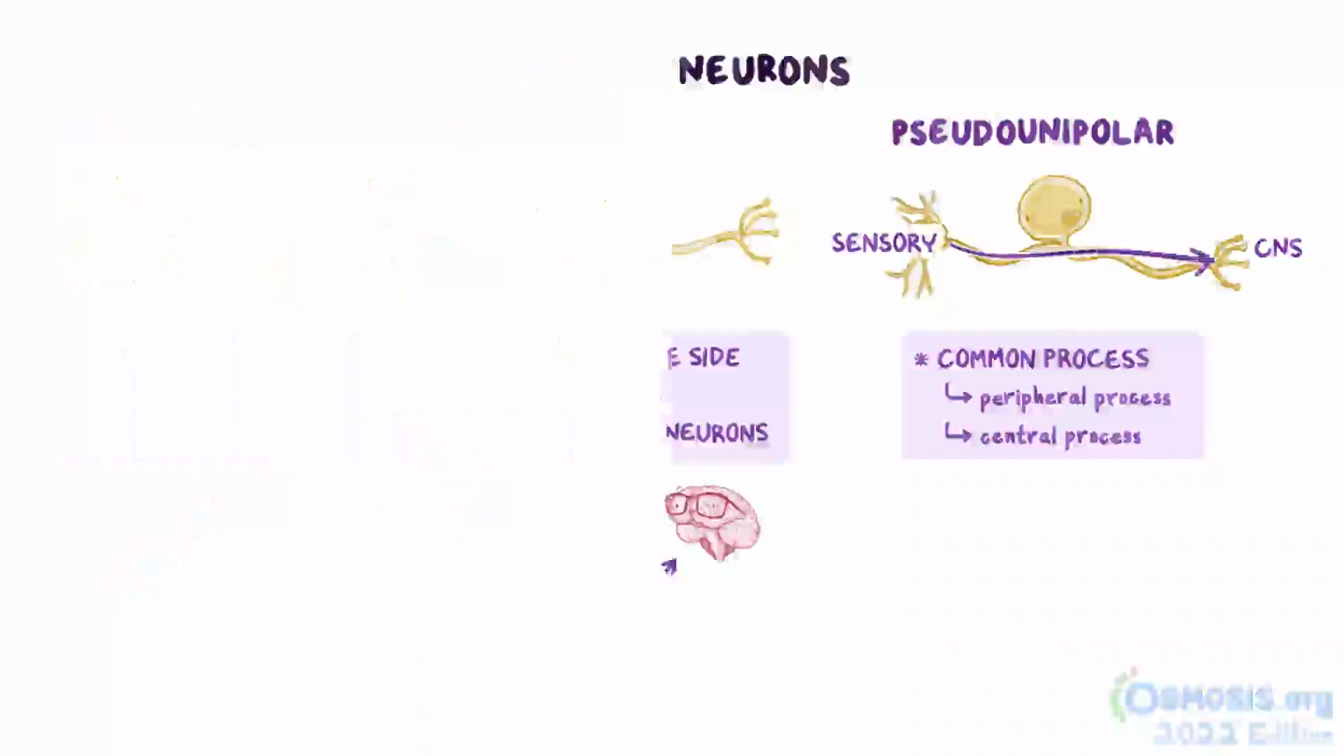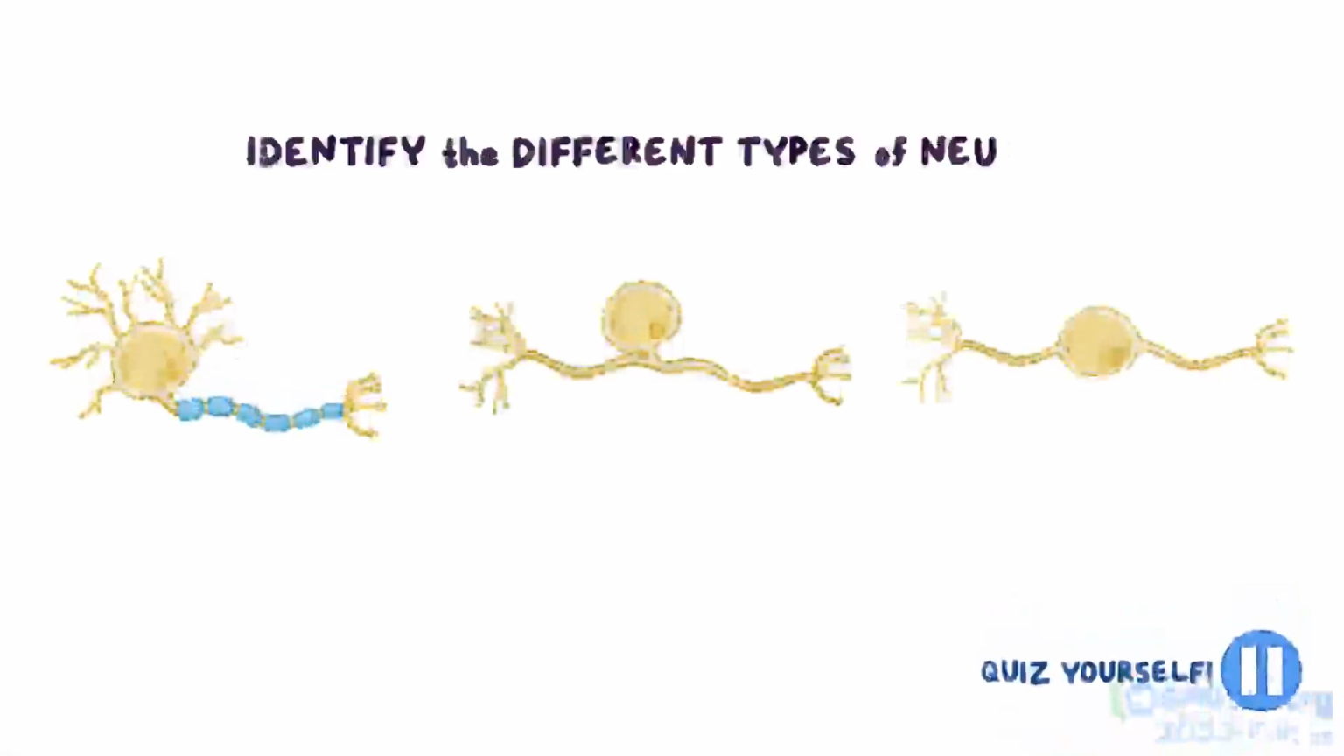All right, let's take a quick break to see if we can identify the different types of neurons.